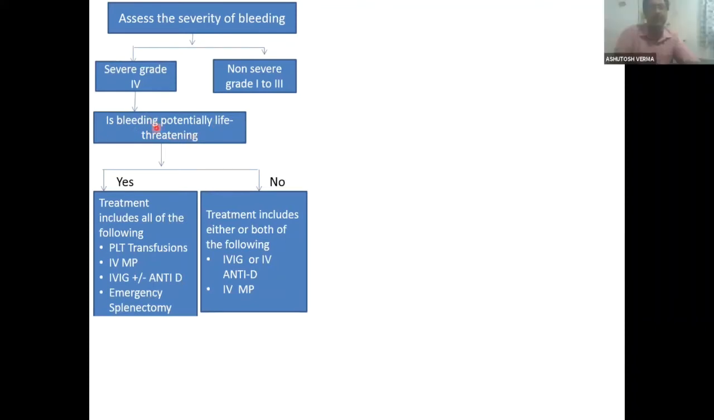Second, if there is no life-threatening bleeding condition, then the treatment includes either or both of the following, like IVIG or NTD or methylprednisolone, or both, either IVIG or methylprednisolone.